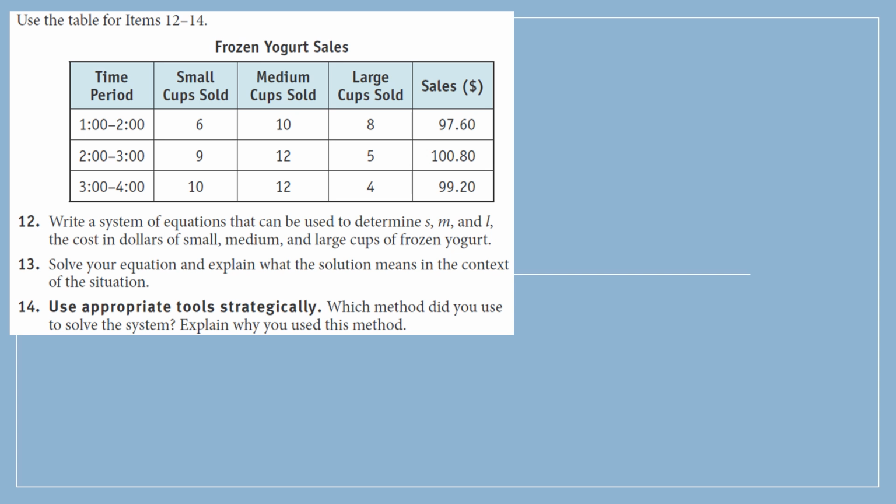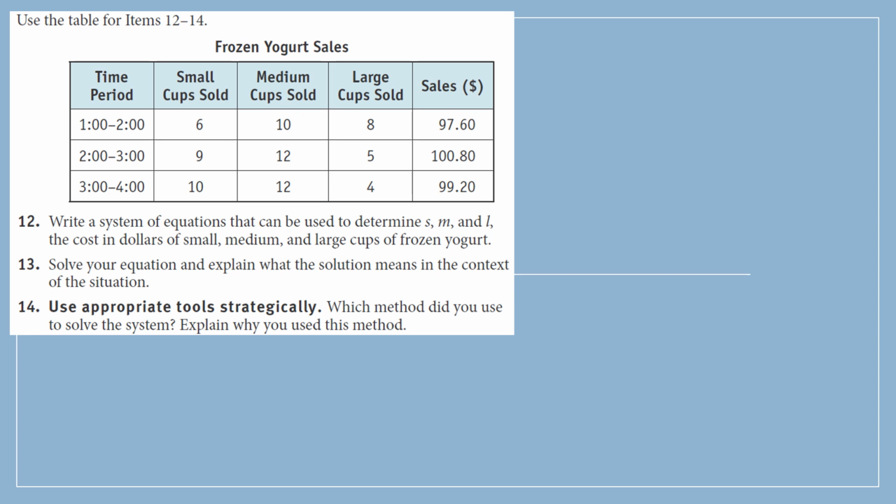Let's see if we can solve this application problem. So we've got this table of frozen yogurt sales during each hour, 1 to 2, 2 to 3, and 3 to 4. And it shows how many small, medium, and large cups are sold.